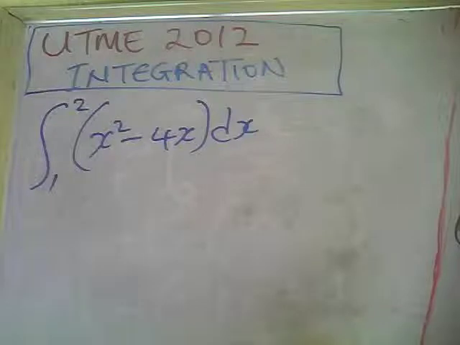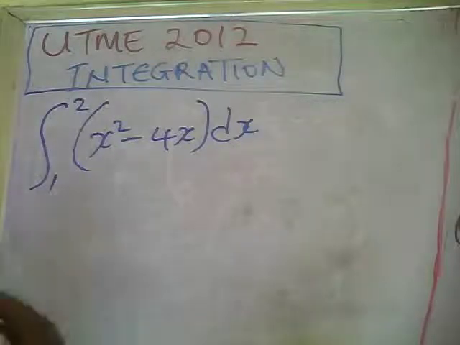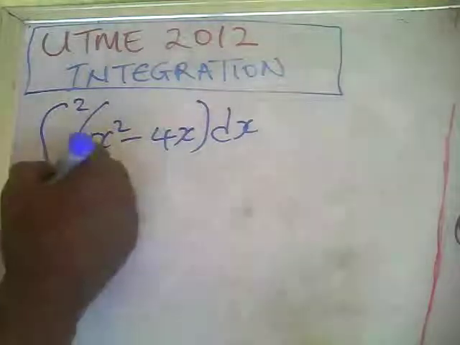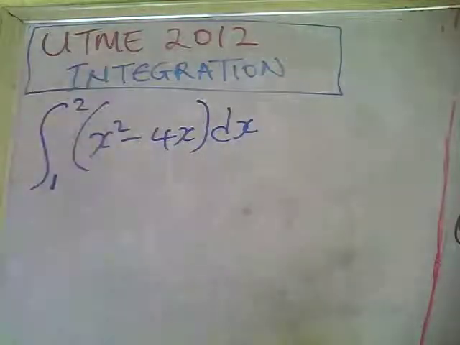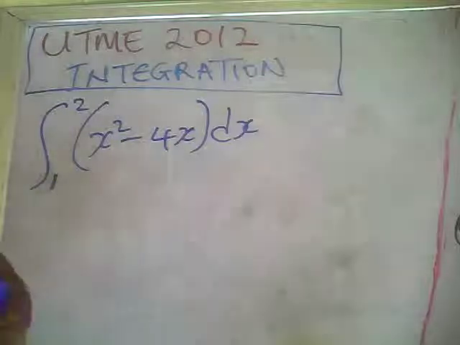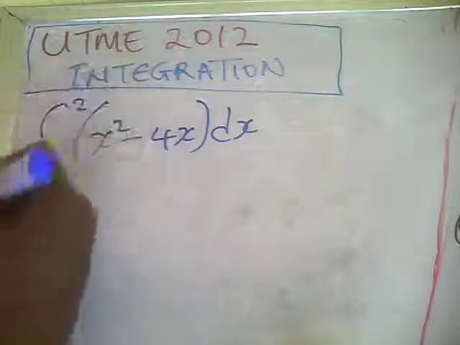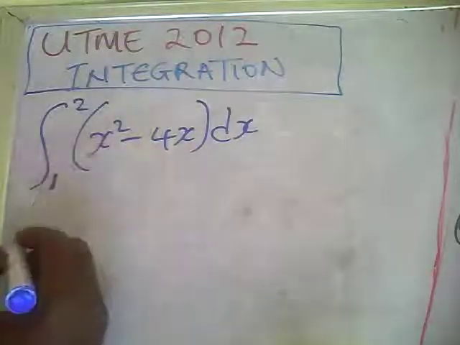2012. Okay, so the first question that we have here is to evaluate the integral of x squared minus 4x dx from lower limit 1 to upper limit 2. Okay, now let's solve that. First and foremost, let us forget about the upper and lower limit. Let's just integrate this.